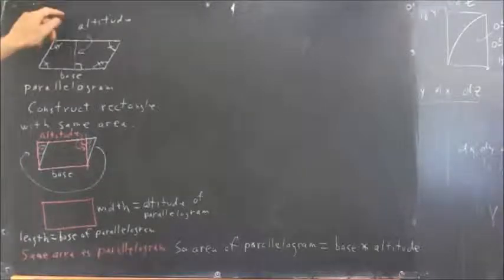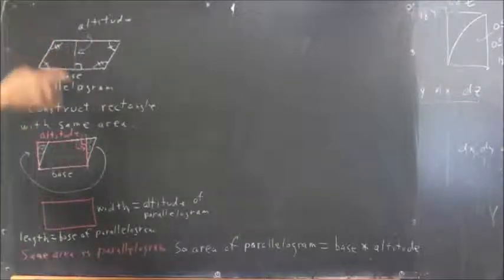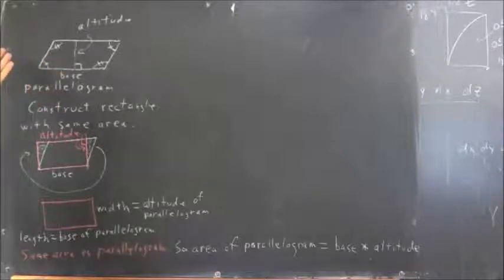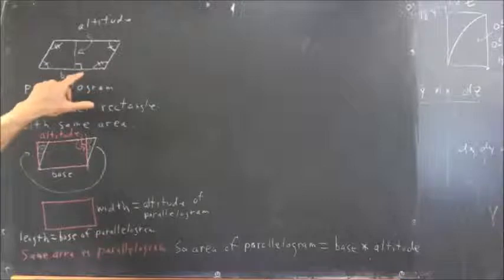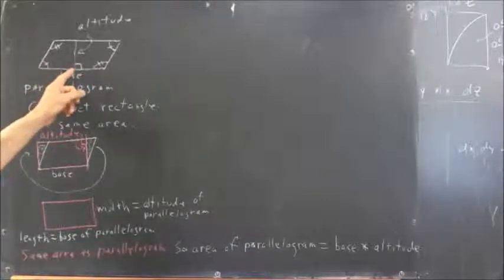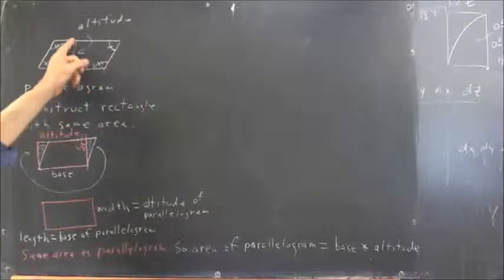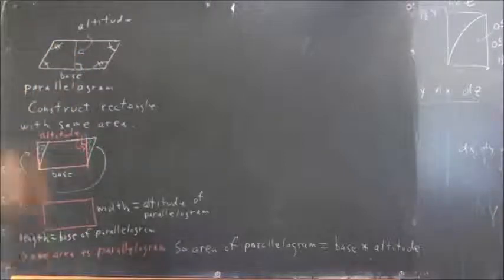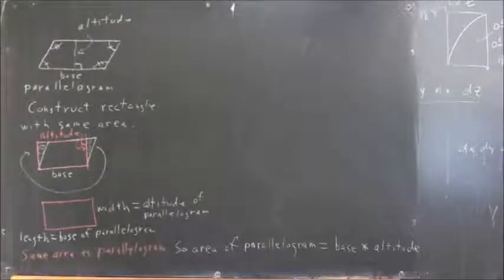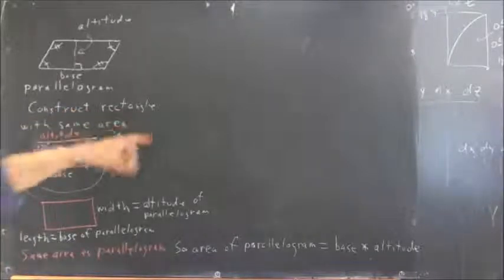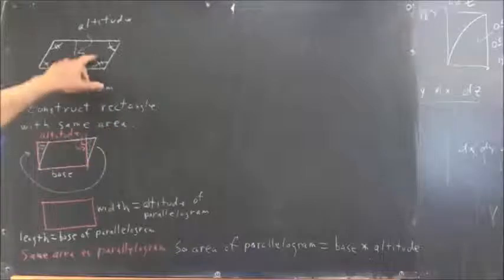The altitude of a parallelogram: you choose one of the sides to be the base. Then the altitude is determined from that base. We go at a perpendicular from that base until we get to the opposite side, and the length of this line segment here is called an altitude of the parallelogram. Okay? Now, we want to construct a rectangle with the same area as the parallelogram.